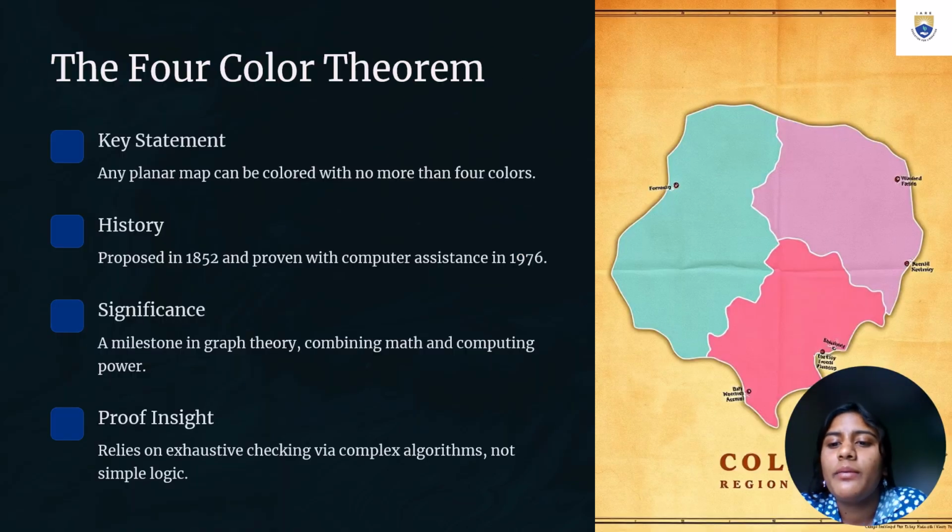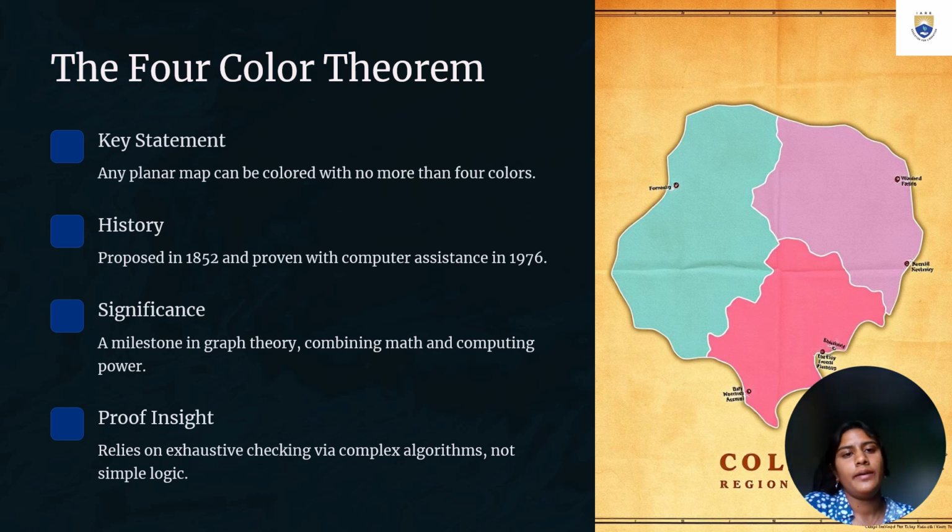In this slide, we are going to study the four color theorem. Now, there's a big result in math, the four color theorem. It says any flat map can be colored with at most four colors, no matter how complicated it looks. The idea was first proposed way back in 1852, but interestingly, it wasn't fully proven until 1976, and it needed computer help. This proof was groundbreaking because it was one of the first times computers were crucial in solving major math problems. Instead of simple logic, the proof made massive exhaustive checking through algorithms.